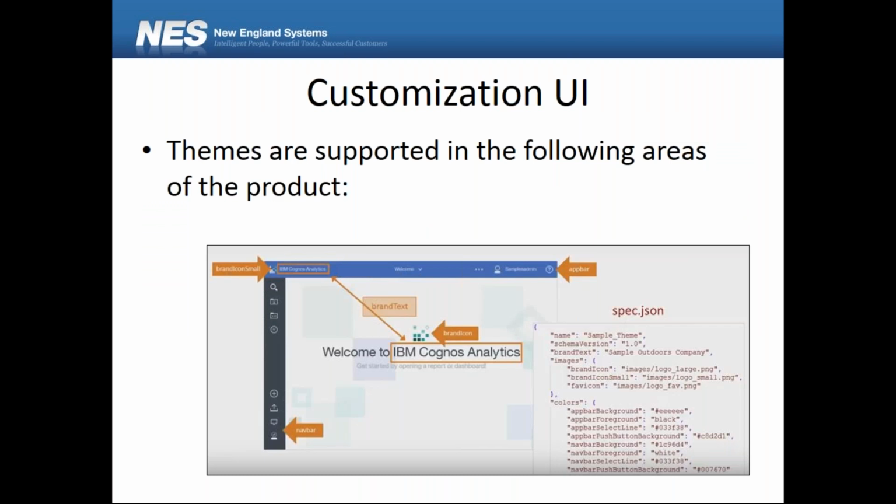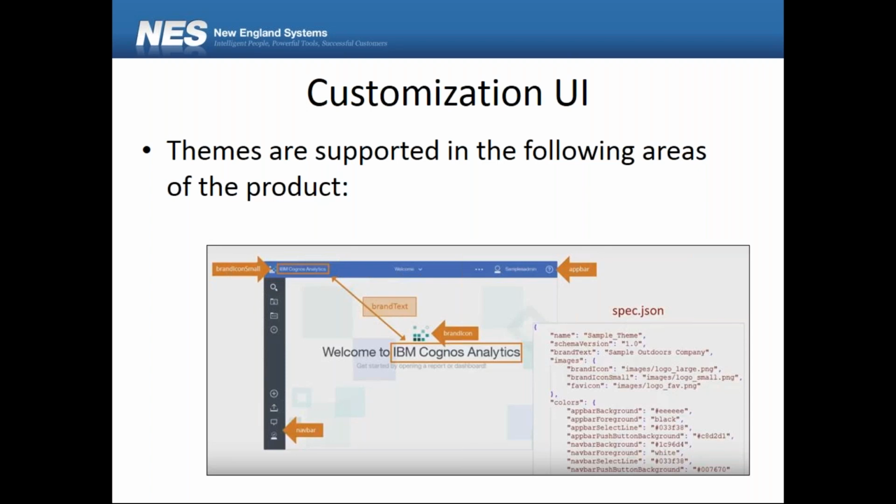And again, these are the areas right now, at least. As it comes out, there's going to be more options for this. So again, we could change the name from Cognos Analytics to whatever you guys want. You could change the logo, the app bar color scheme. You could play with the icons.